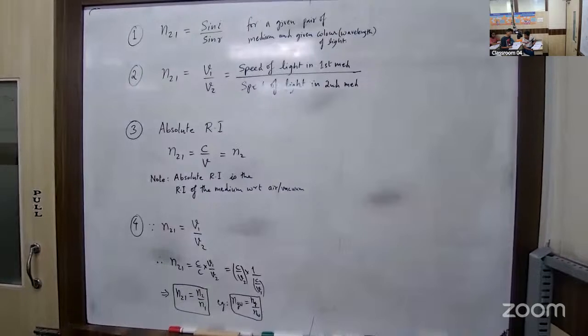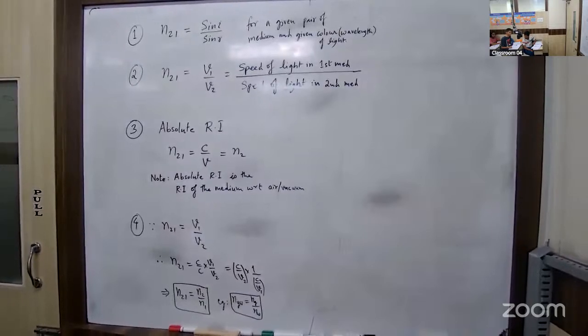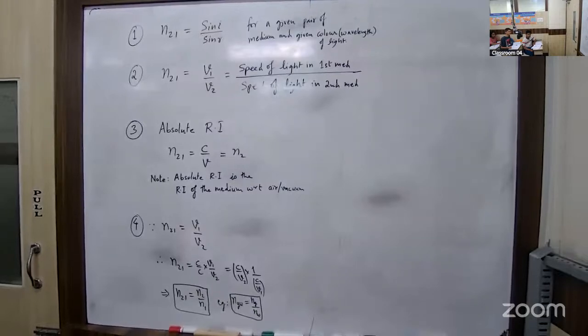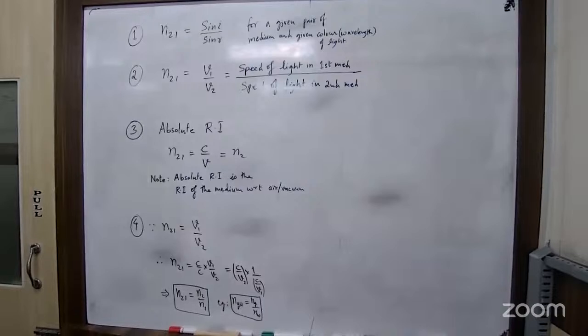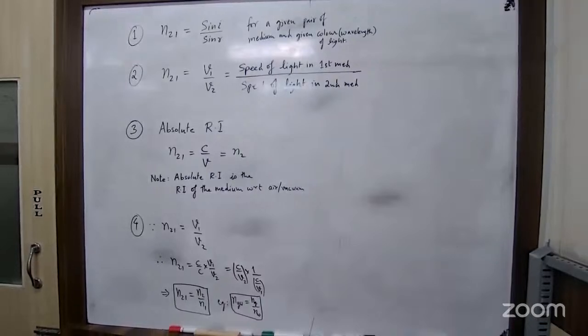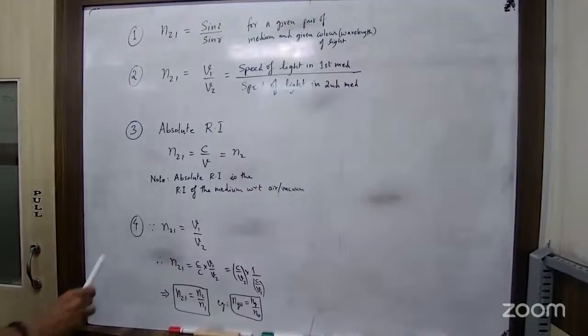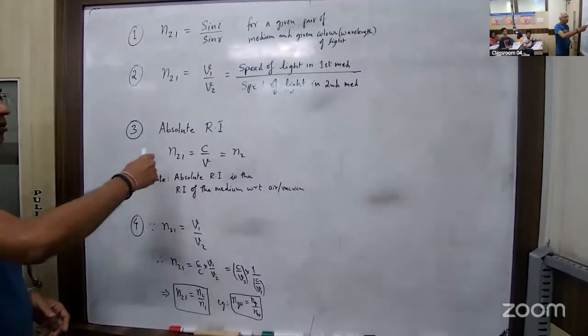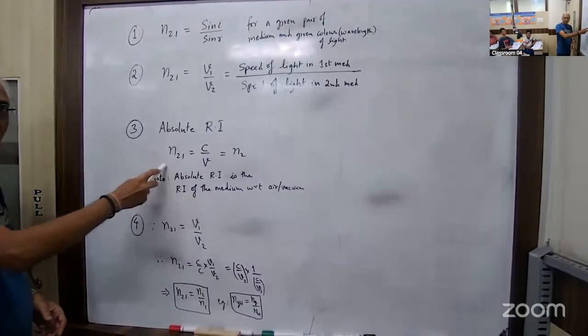Now this is an example where the second medium is glass, the first medium is water, like a fish tank in which water is filled. Got it? Now it is Ng by Nw. This is how we have defined what is absolute refractive index.